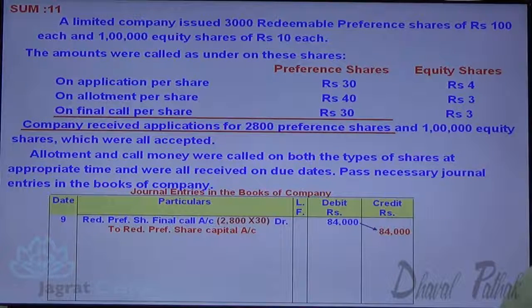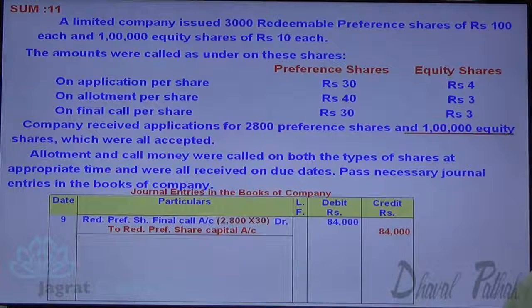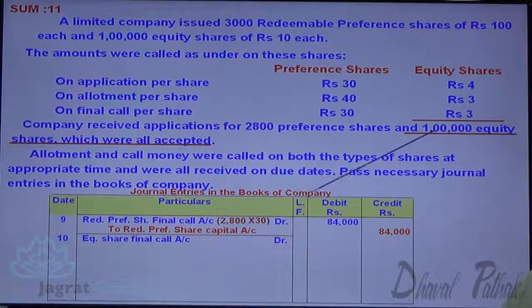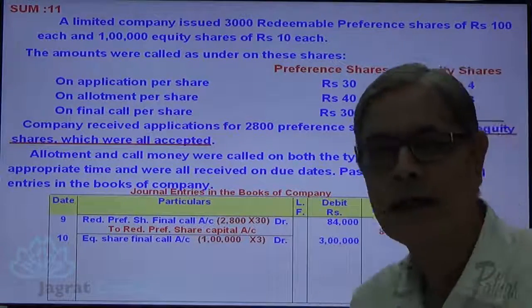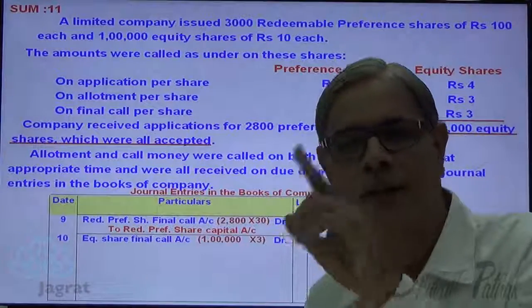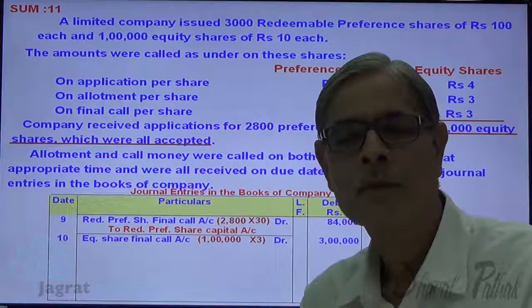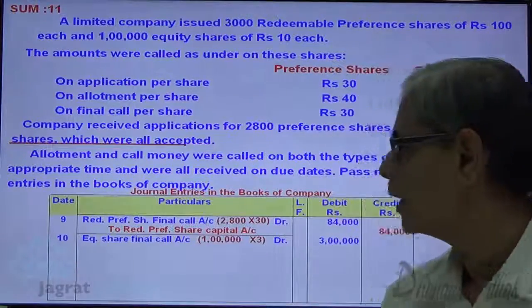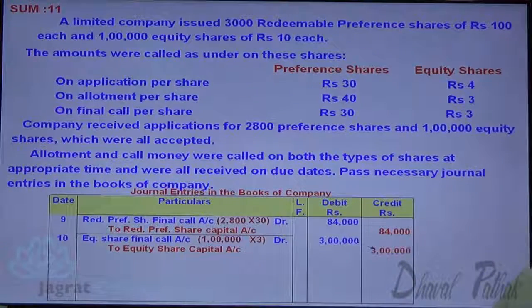Now, we should demand final call on equity shares on 1 lakh shares at the rate of rupees 3 per share. Amount demanded is 3 lakhs. So equity share final call account debit 3 lakhs. The amount is demanded, recoverable at the instance of share capital. So equity share capital account credit 3 lakhs.